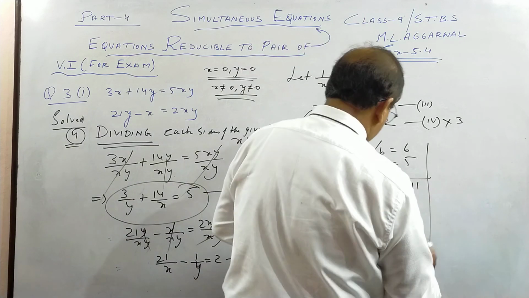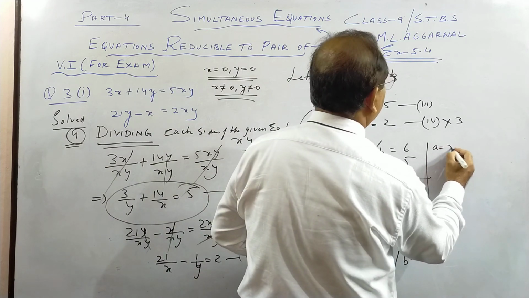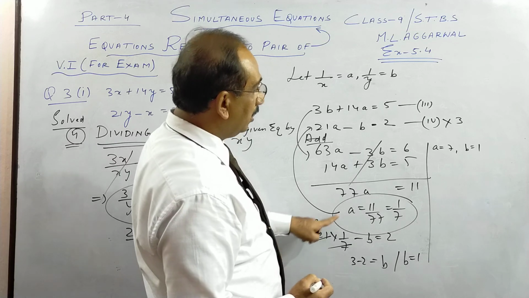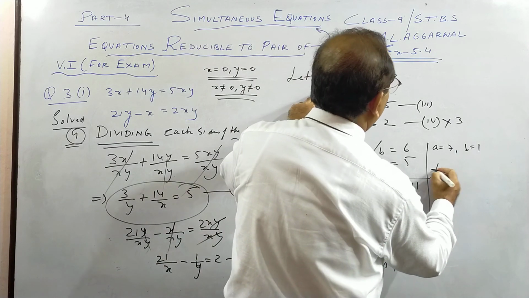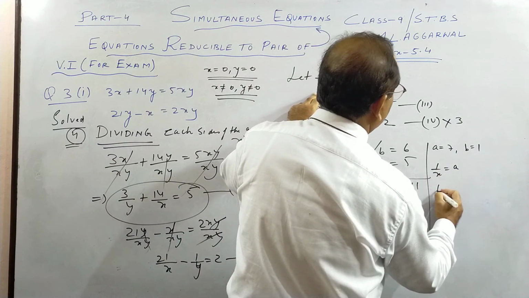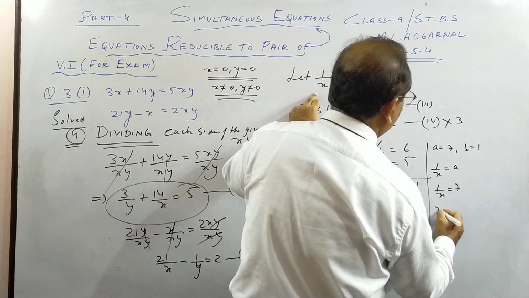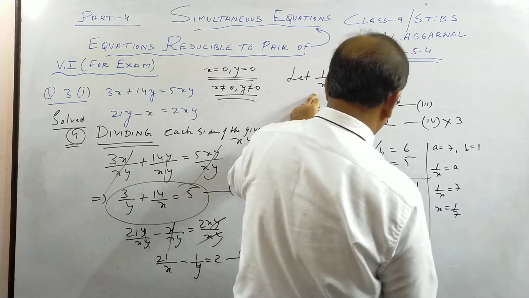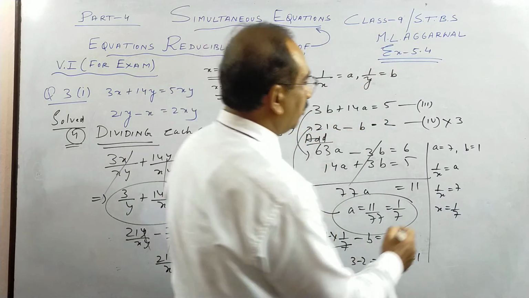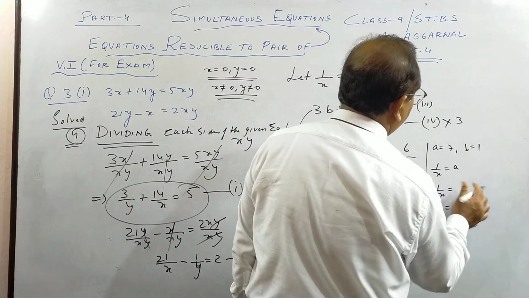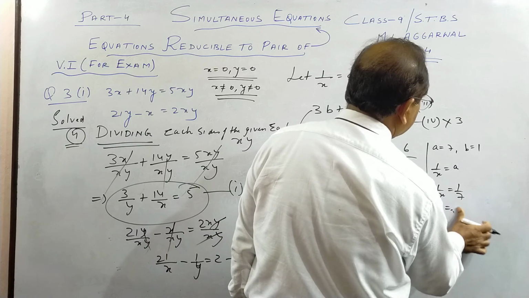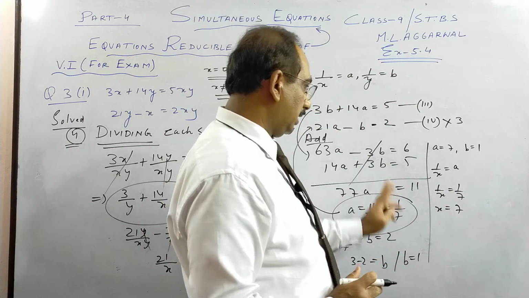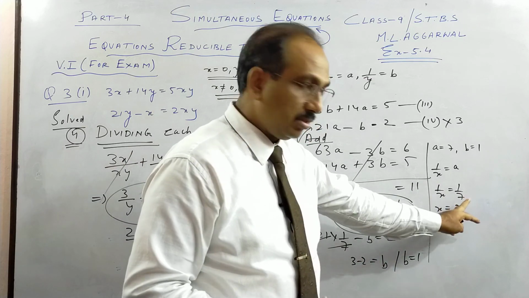So finally what I get, children? a as 1 by 7 and b as 1. So finally, listen, what is x? 1 by x is a. So 1 by x is 1 by 7. x is 7. Once more, 1 by x is a. a is 1 by 7.